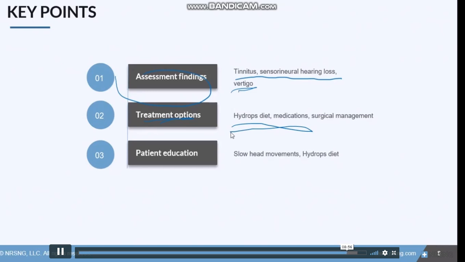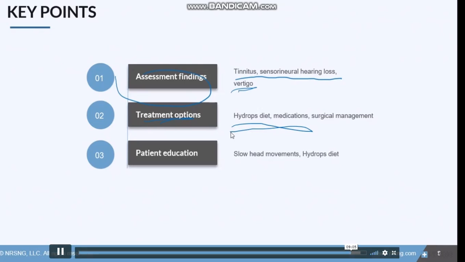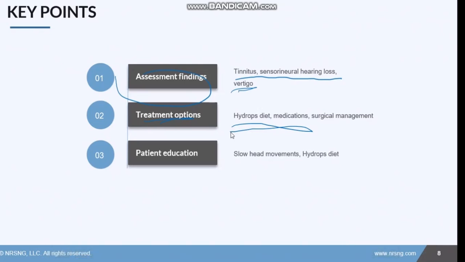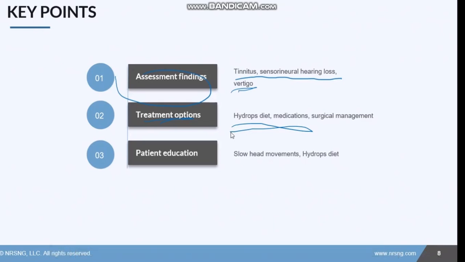Again, this is kind of a last resort as it can cause further hearing loss in the patient. And then finally, we want to be teaching the patient about doing things to help prevent the vertigo from getting worse, like moving their heads slowly and avoiding sudden movements, and educating about the low sodium diet as well if that is indicated with this patient.